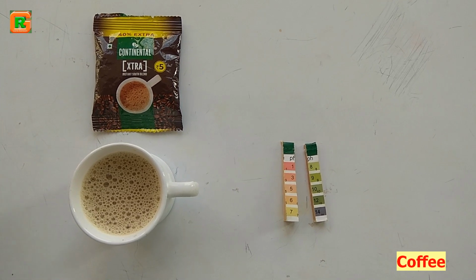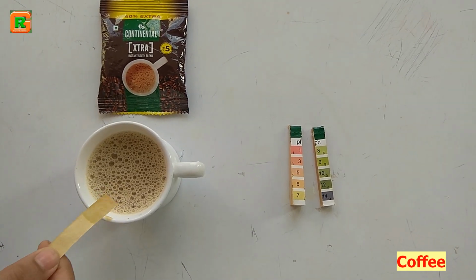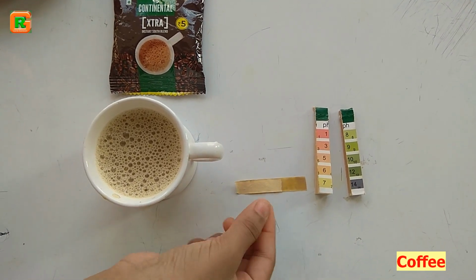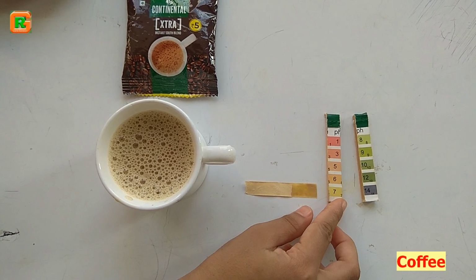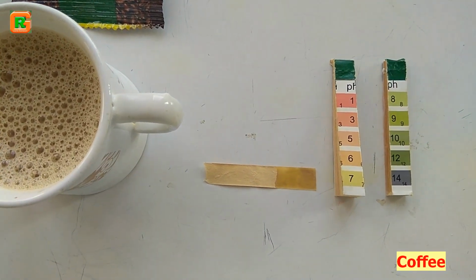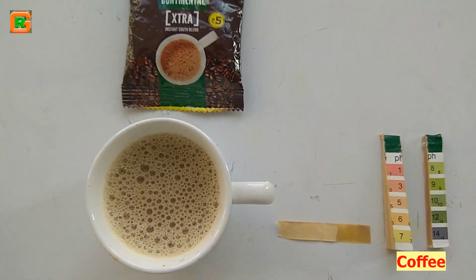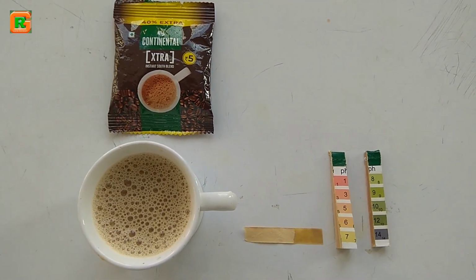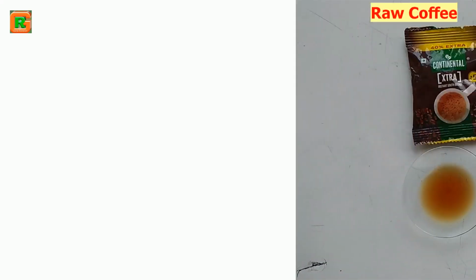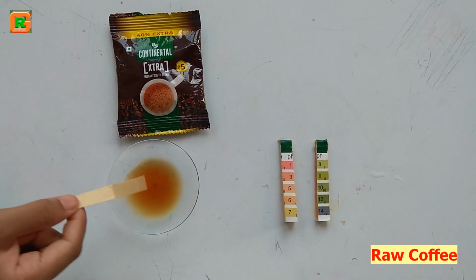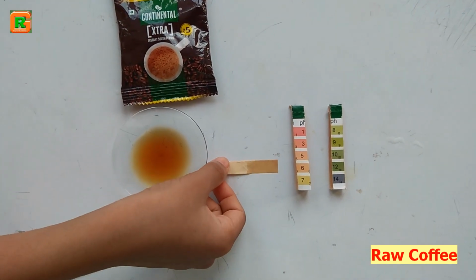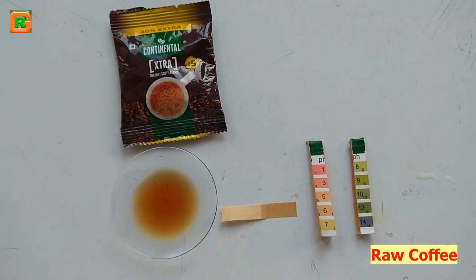Now let us take coffee. As per the change in the color of pH paper with this coffee, we understand that it is an acid. The pH value of this coffee is nearly 5. In general, the pH value of coffee is in between 4.3 to 5. If we take raw coffee, that means there is no milk in the coffee, it also shows the pH value is nearly 5.